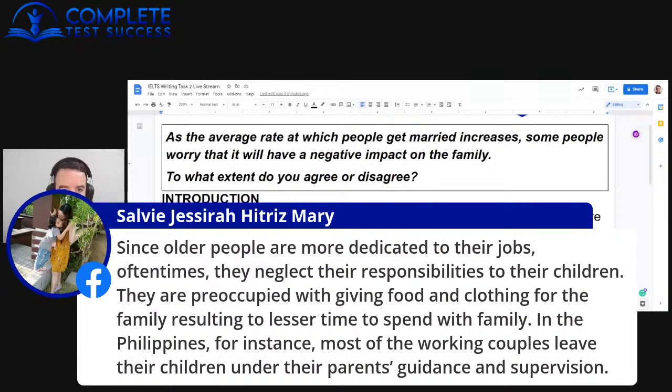"Since older people are more dedicated to their jobs, oftentimes they neglect their responsibilities to their children. They are preoccupied with giving food and clothing" in, I would say providing would be a better word here, "providing food and clothing for their family, resulting in" that collocation goes together, "resulting in less time," not lesser time, "to spend with family. In the Philippines, for instance, most of the working couples leave their children under their parents' guidance and supervision."